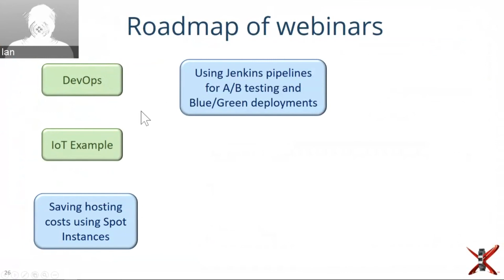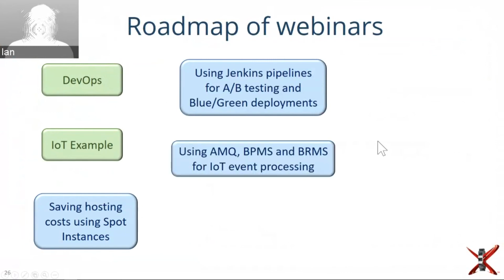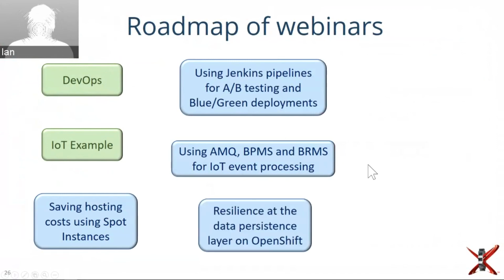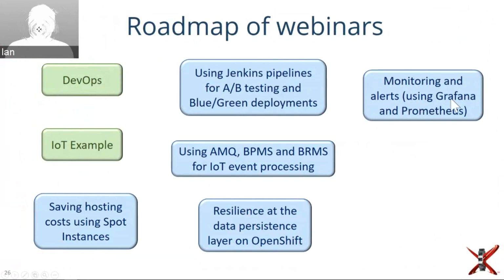We're going to talk about using Jenkins pipelines for A/B testing and blue-green deployments. We are aiming to have a webinar specifically around AMQ, BPMS, and BRMS for IoT event processing. We're going to look at one for resilience at the data persistence layer on OpenShift, monitoring and alerts using Grafana and Prometheus, and finally security. We'll go into a bit of depth on security. These are all things we mentioned briefly on the way through, but they really deserve a webinar in their own right because they're quite meaty subjects.